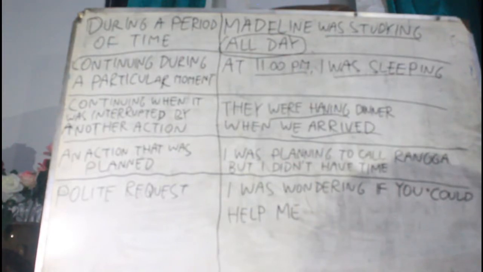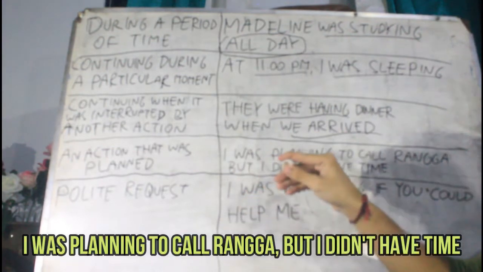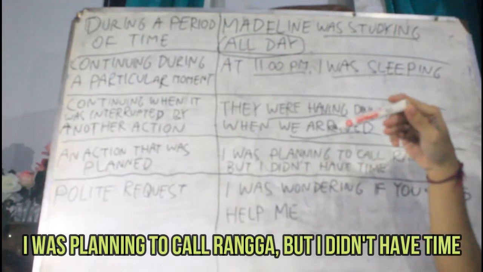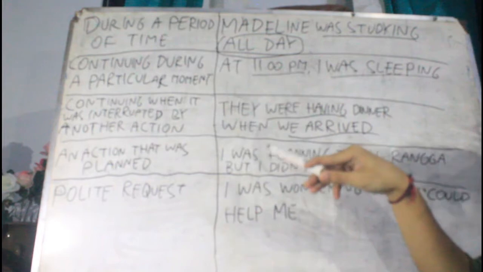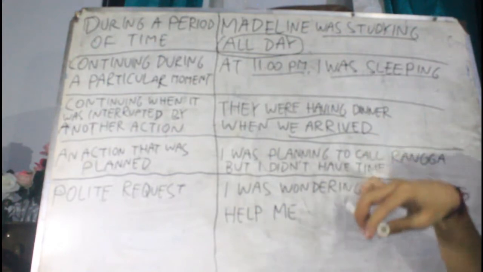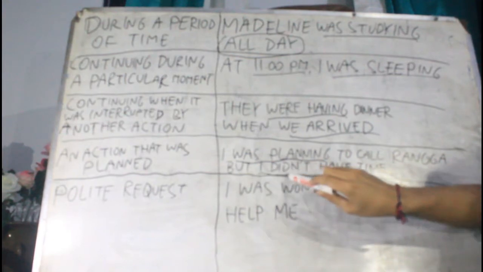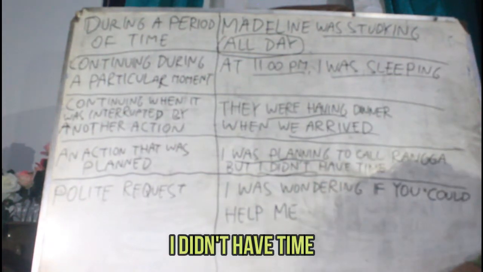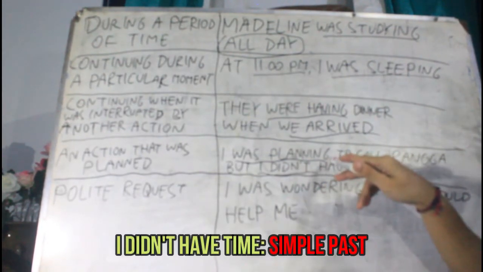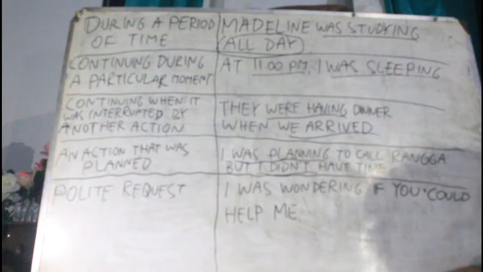We can also sometimes use it to talk about an action that was planned. For example, I was planning to call Rangga, but I didn't have time. That means at some time in the past, you were thinking about that, you were planning that. So that is where we use past continuous. "I didn't have time" is once again our past simple, because that's just a particular point. But the planning or the thinking was continuing, and therefore we are using past continuous.